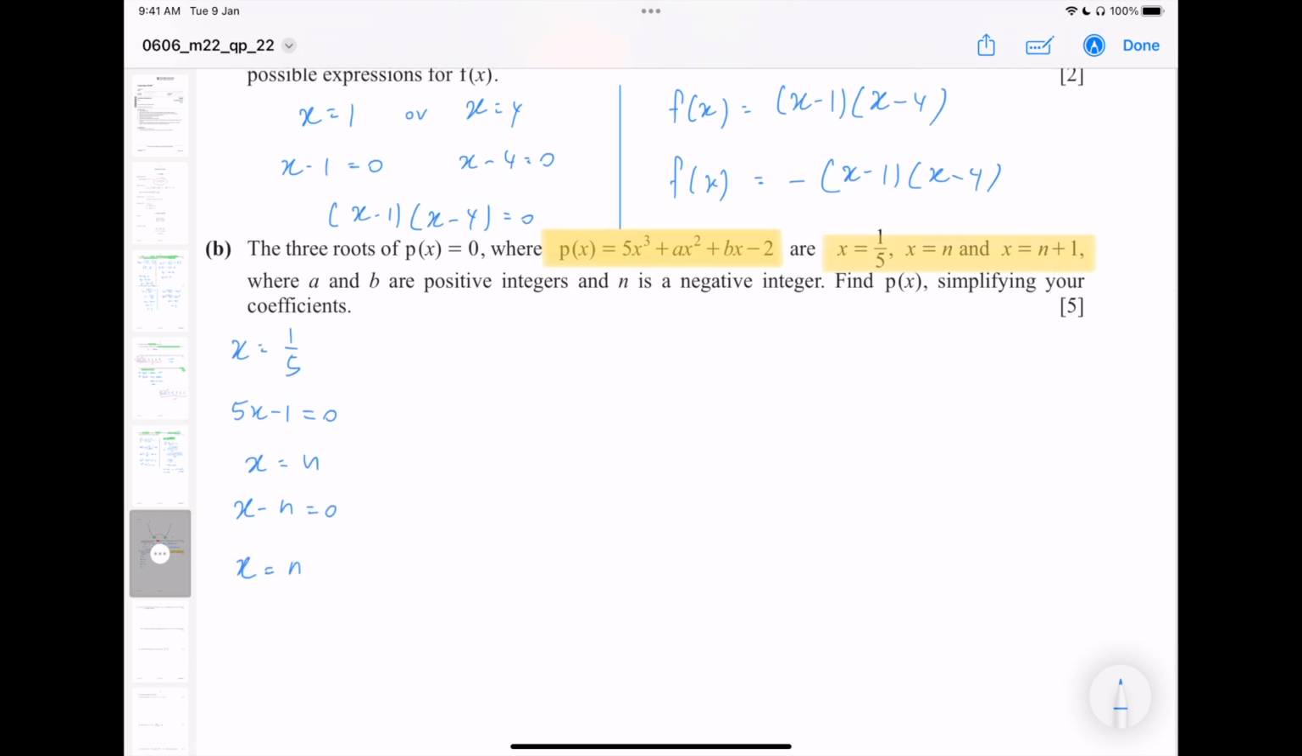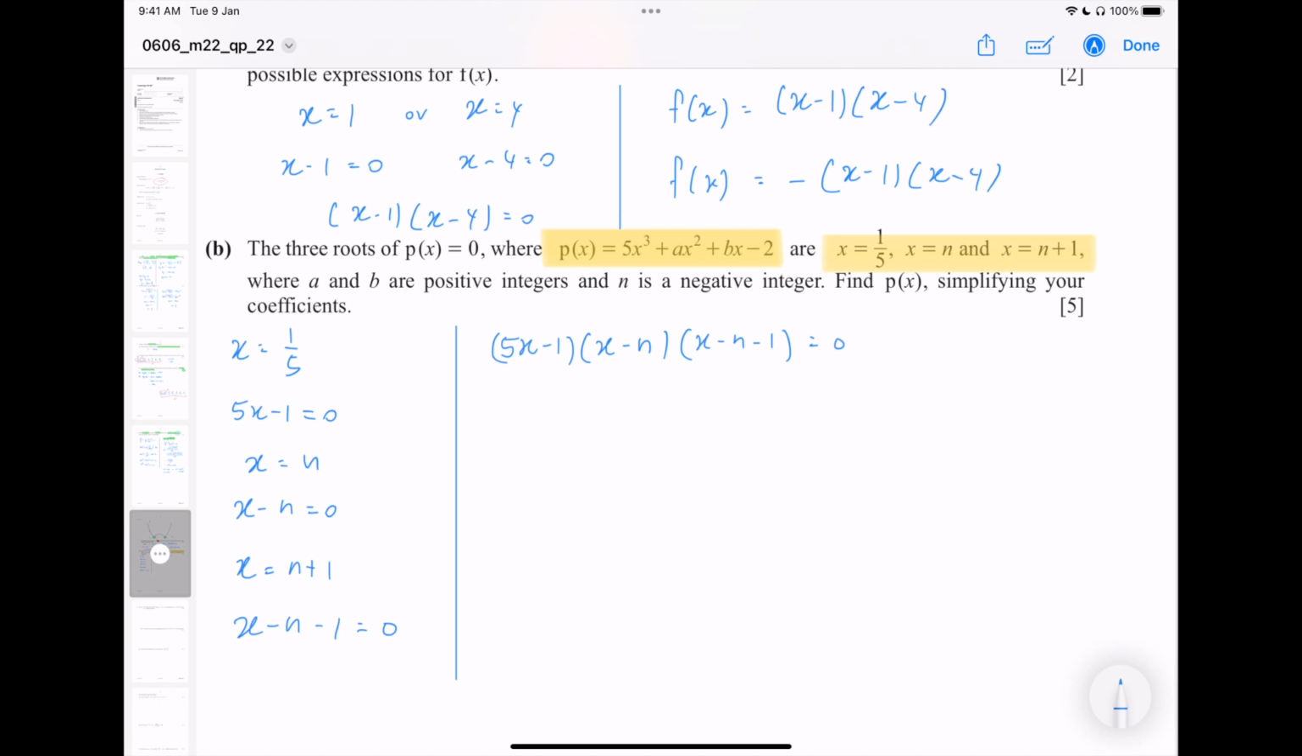X equals n plus 1, which means x minus n minus 1 equals 0. Okay, wow. Let's combine them. So 5x minus 1, x minus n, and x minus n minus 1 equals 0. When you multiply these three things together, you should get px, because it told you that those are the roots.